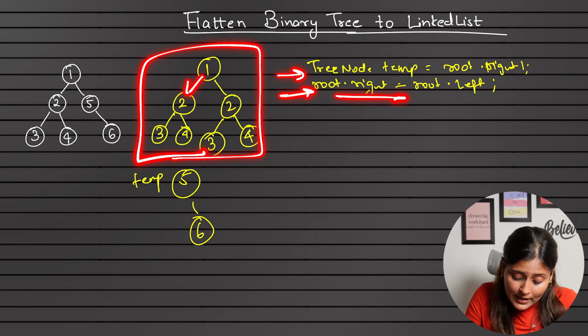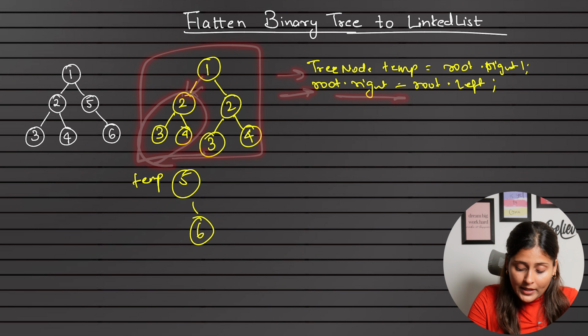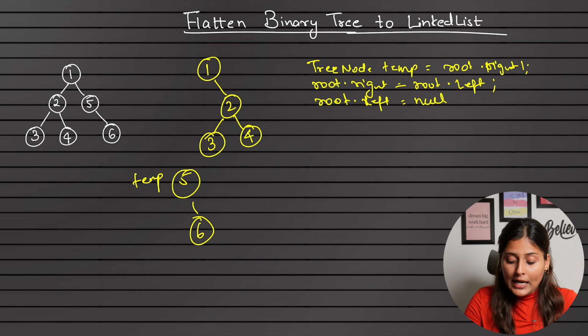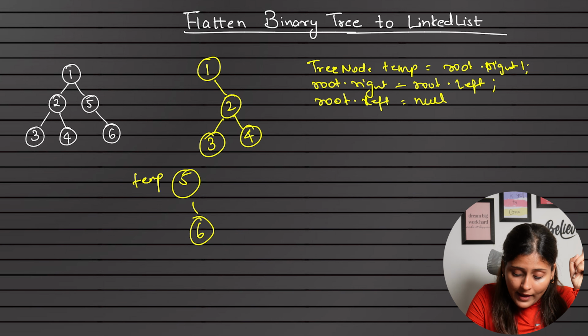But we have to make the whole left as null, correct? So it is very important to set the root.left side as null. And now we can say yes, this is how our tree looks like. Now, listen to it very carefully. Where are we currently present? Let's say current is here.